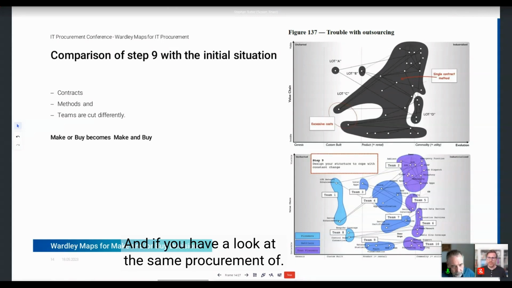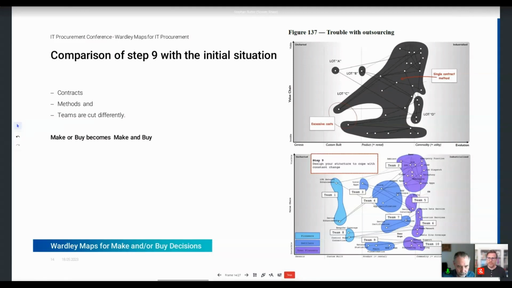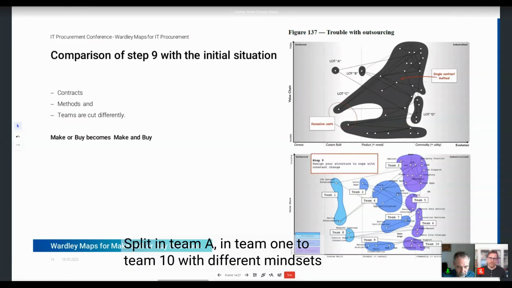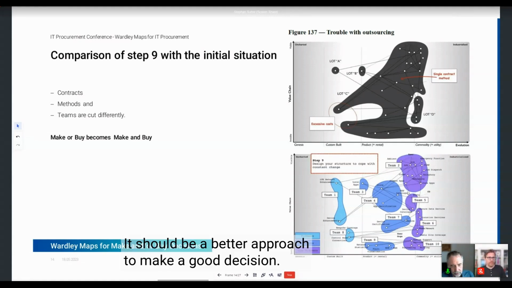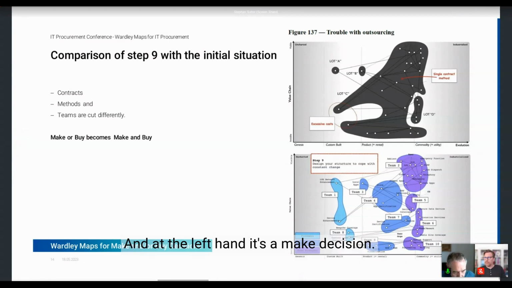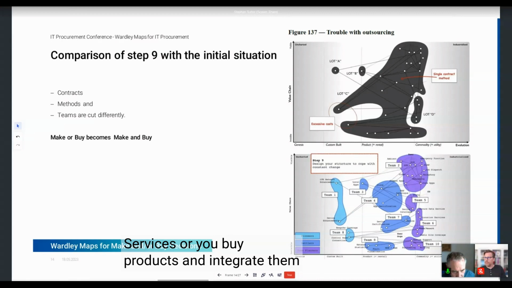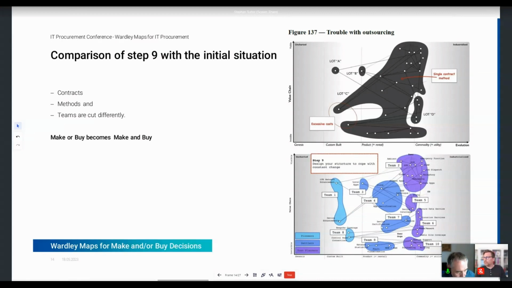And if you have a look at the same procurement split in team A in team 1 to team 10 with different mindsets and different methodologies, it should be a better approach to make a good decision. And at the left hand, it's a make decision, and at the right hand, you buy services or you buy products and integrate them.